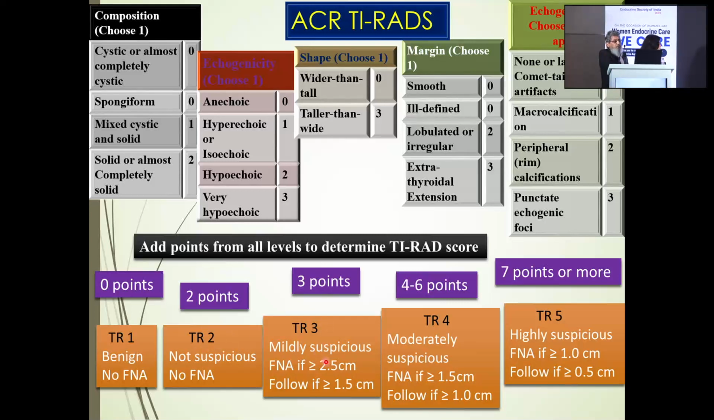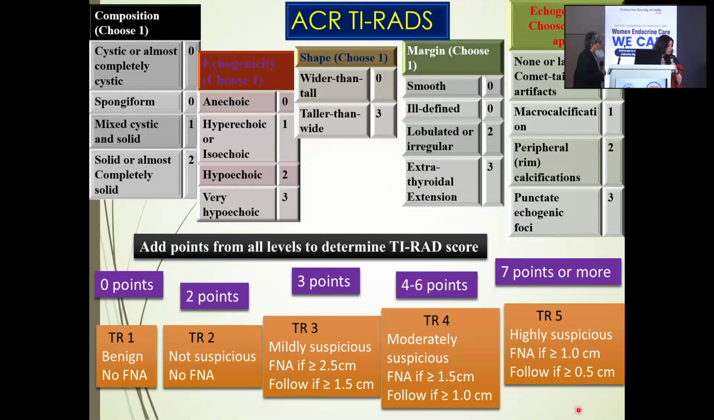3, suspicious, FNA is required if it is more than 2.5 centimeter, follow after 1.5 centimeter; 4 to 6, moderately suspicious, again the FNAC criteria comes down by a centimeter on both criteria; and highly suspicious, again the FNA or follow depends on the size. So I think this is how the general consensus is, and that is how we follow.